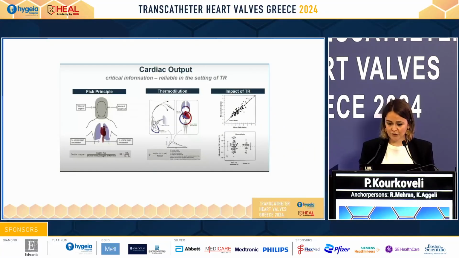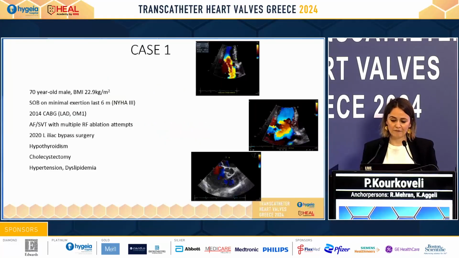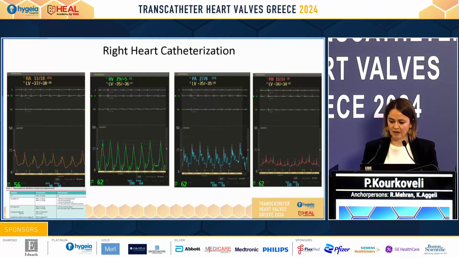Not to mention that we have to measure the cardiac output, either with Fick or thermodilution, whatever makes us comfortable. And it will be a very brief case of a 70-year-old patient with ischemic cardiomyopathy who went for tricuspid intervention in our department. And this is his right heart catheterization. You can see the ventricularization of the right atrial pressure and the high PA and wedge pressure.